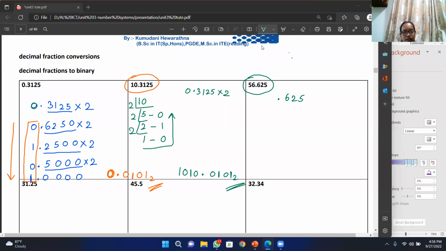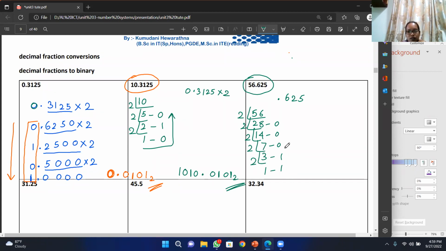Rahik has given the answer, no? 111000101. Yes.